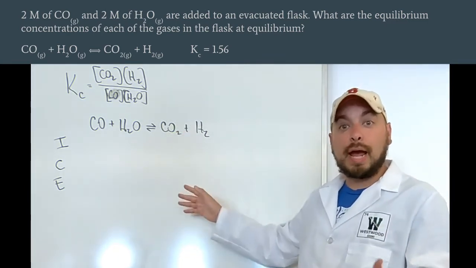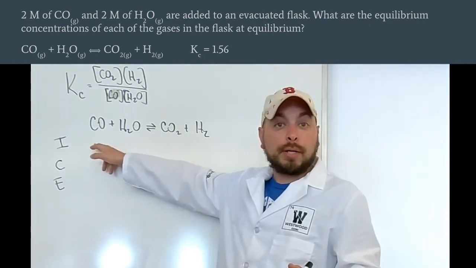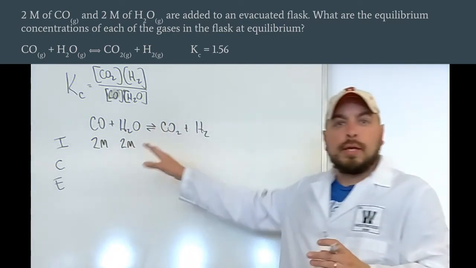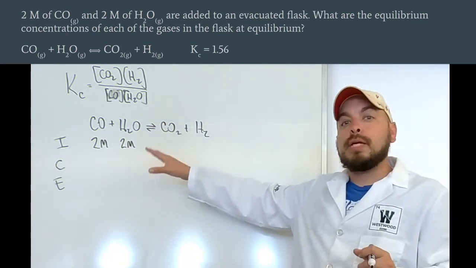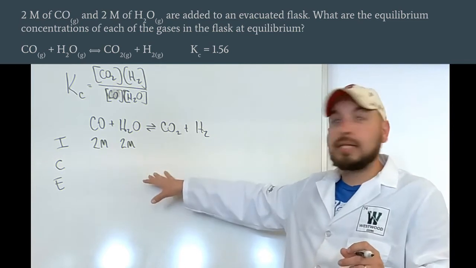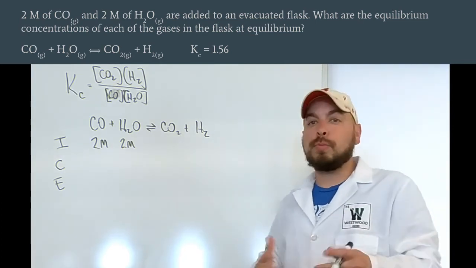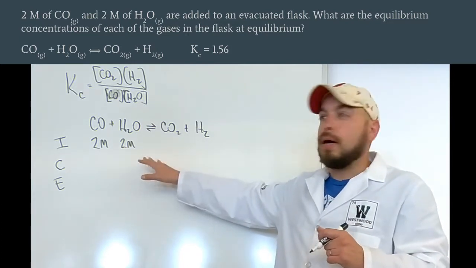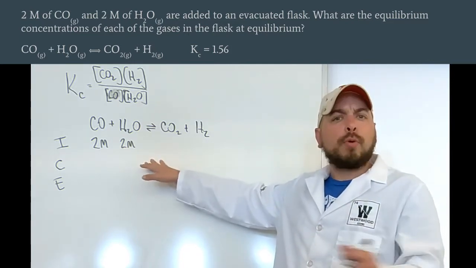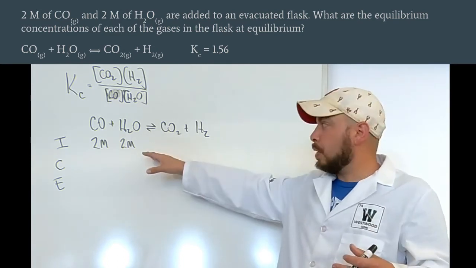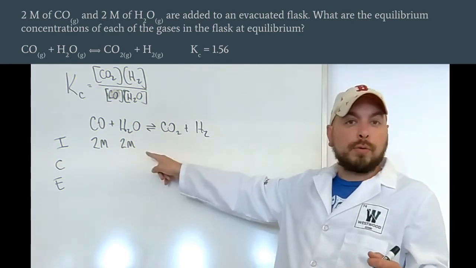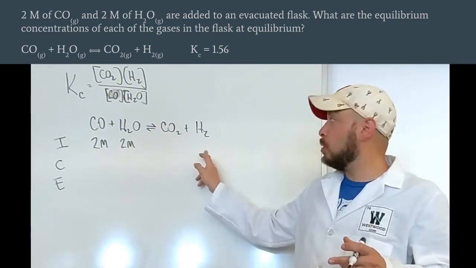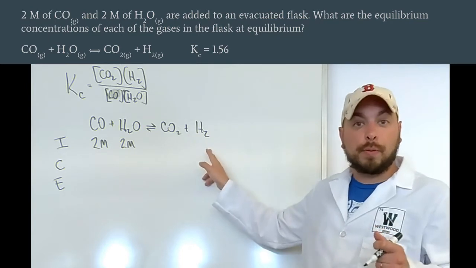In this case, I have the initial concentrations of carbon monoxide and water. In Rice tables, I want to make sure I'm keeping consistent units. In this case, I'm using molarity. However, in some cases you might use atmospheres, or you might also use moles at some point, but right now, molarity. So if I've got 2 molar of both the carbon monoxide and water, and I'm not given how much CO2 or H2 I have, I'm going to start with those at 0.